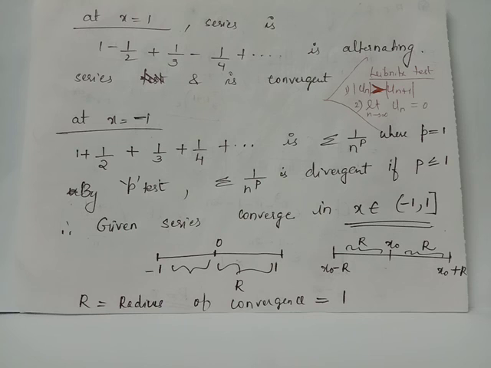The geometrical interpretation is that when you consider x0 minus r, x0 plus r as the interval of convergence, it is centered at x0. The distance from the center to either of the endpoints of this interval will be the radius of convergence.